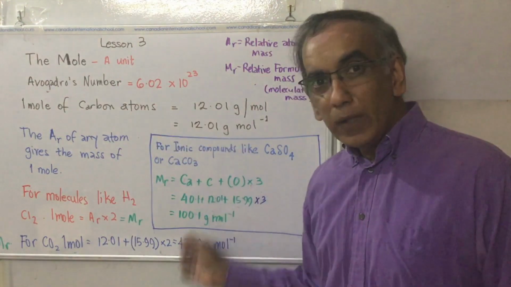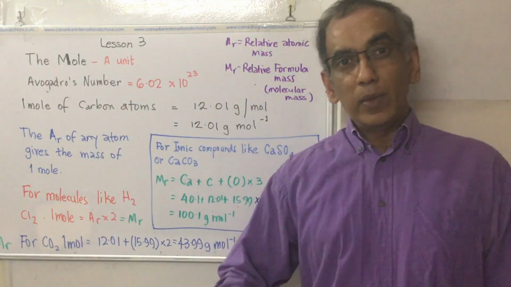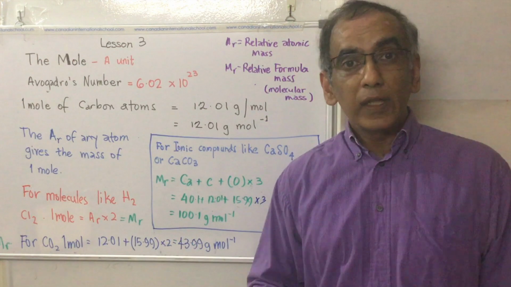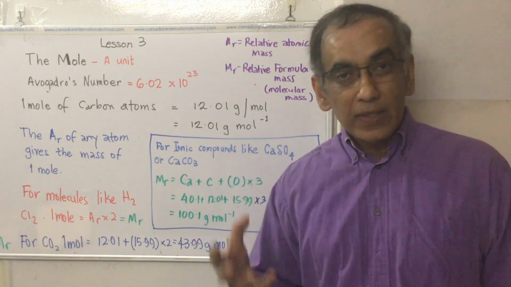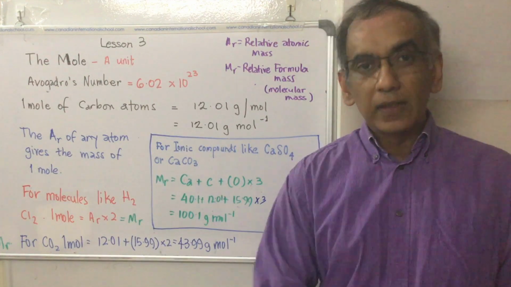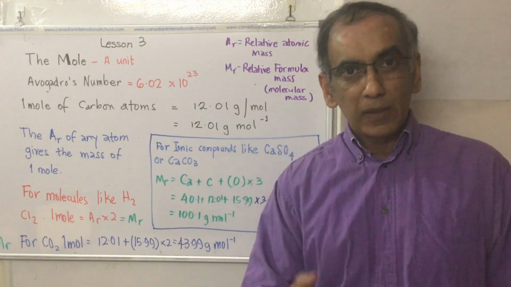Now, all of this information is going to be useful when we move on to the topic of stoichiometry, which is looking at how we can use balanced equations to predict the amount of product that we would get from a particular chemical reaction.